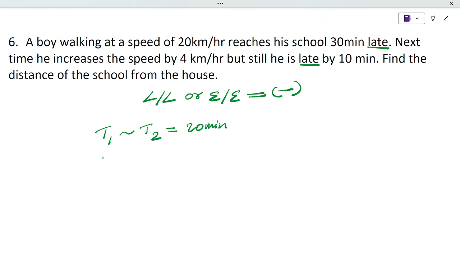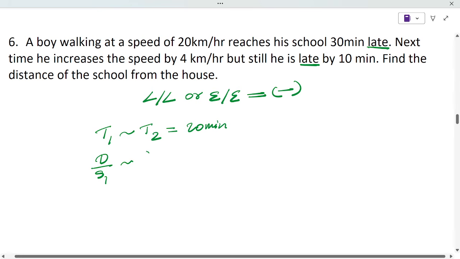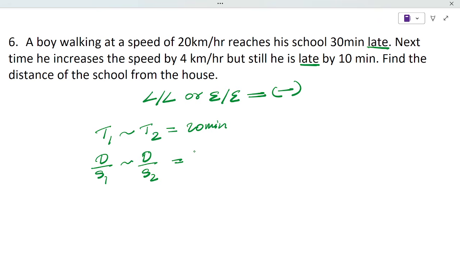Now, the definition of time: we know time is distance by speed. So distance by speed 1, distance by speed 2. 20 minutes, let's convert it in terms of hours. That means 20 by, in an hour we have 60 minutes, so we are dividing by 60 hour.